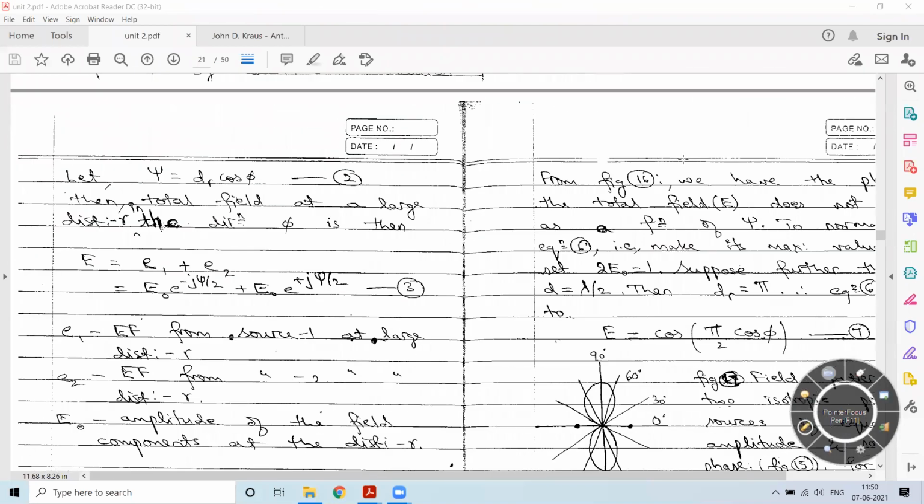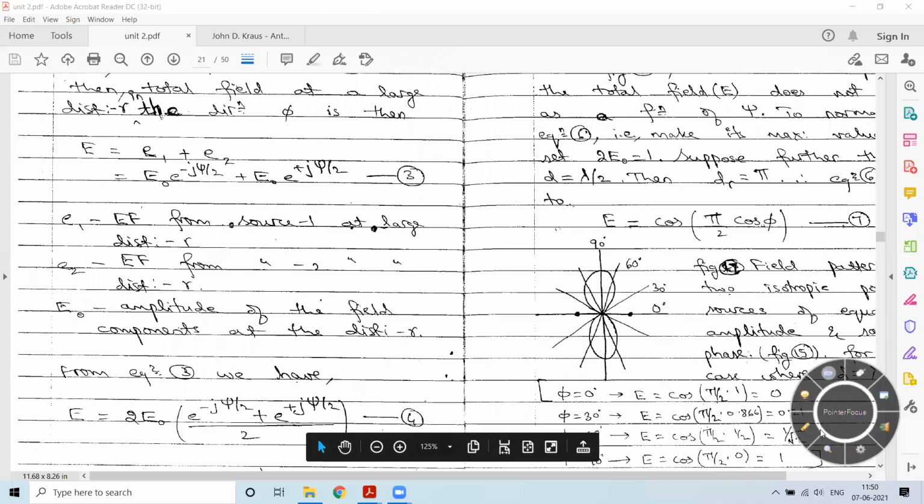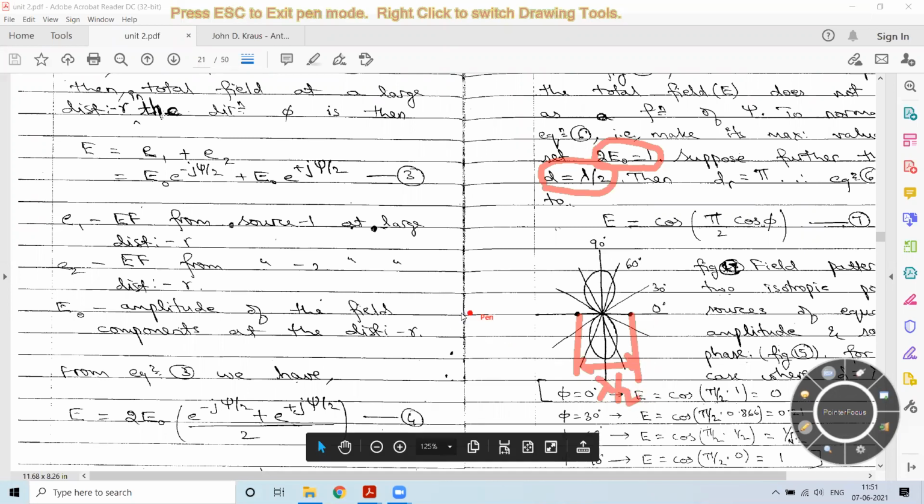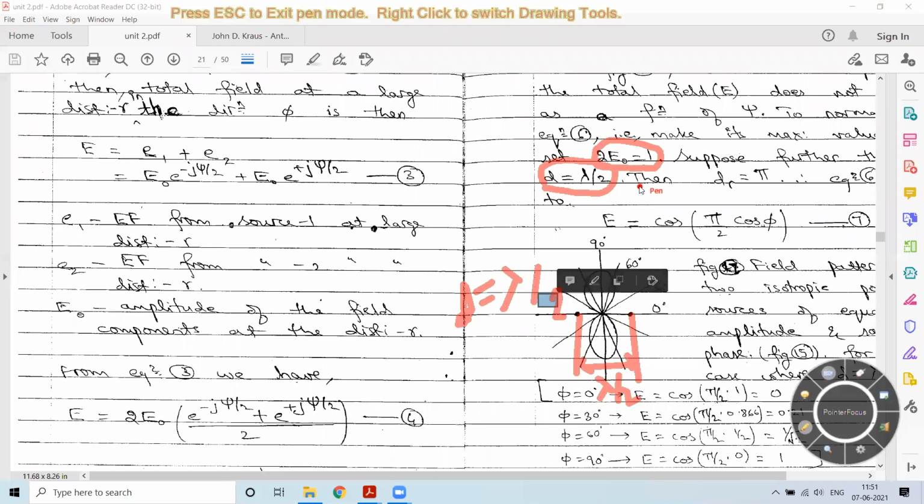If I consider those conditions, in this case we have equated 2 times E naught to 1, and next we consider the distance between the two sources to be lambda by 2. That is, the distance between these two source points is lambda by 2. Now you need to know what d is equal to. d is given by lambda by 2.